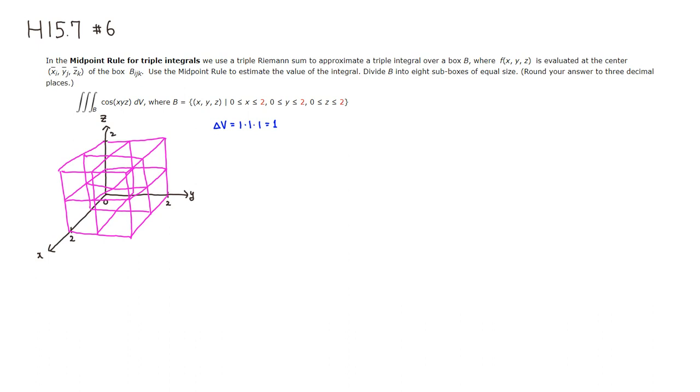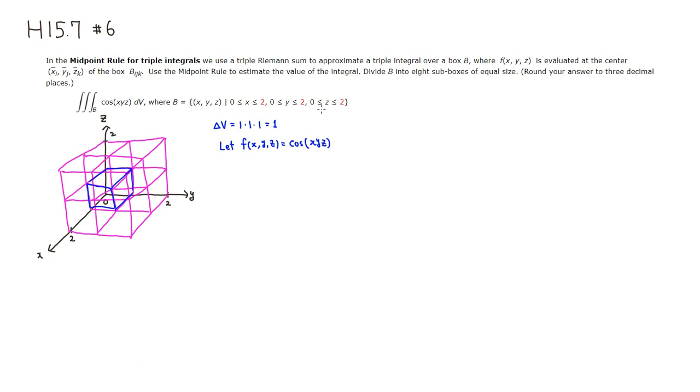It's kind of tough to see, and I didn't put the line through there. Let's start with the one closest to the origin. That one is here. So we look at that one, and hopefully you can see that. The midpoint is going to be 1/2, 1/2, 1/2. I'm going to let f of x, y, z be the integrand, which is cosine of x times y times z.